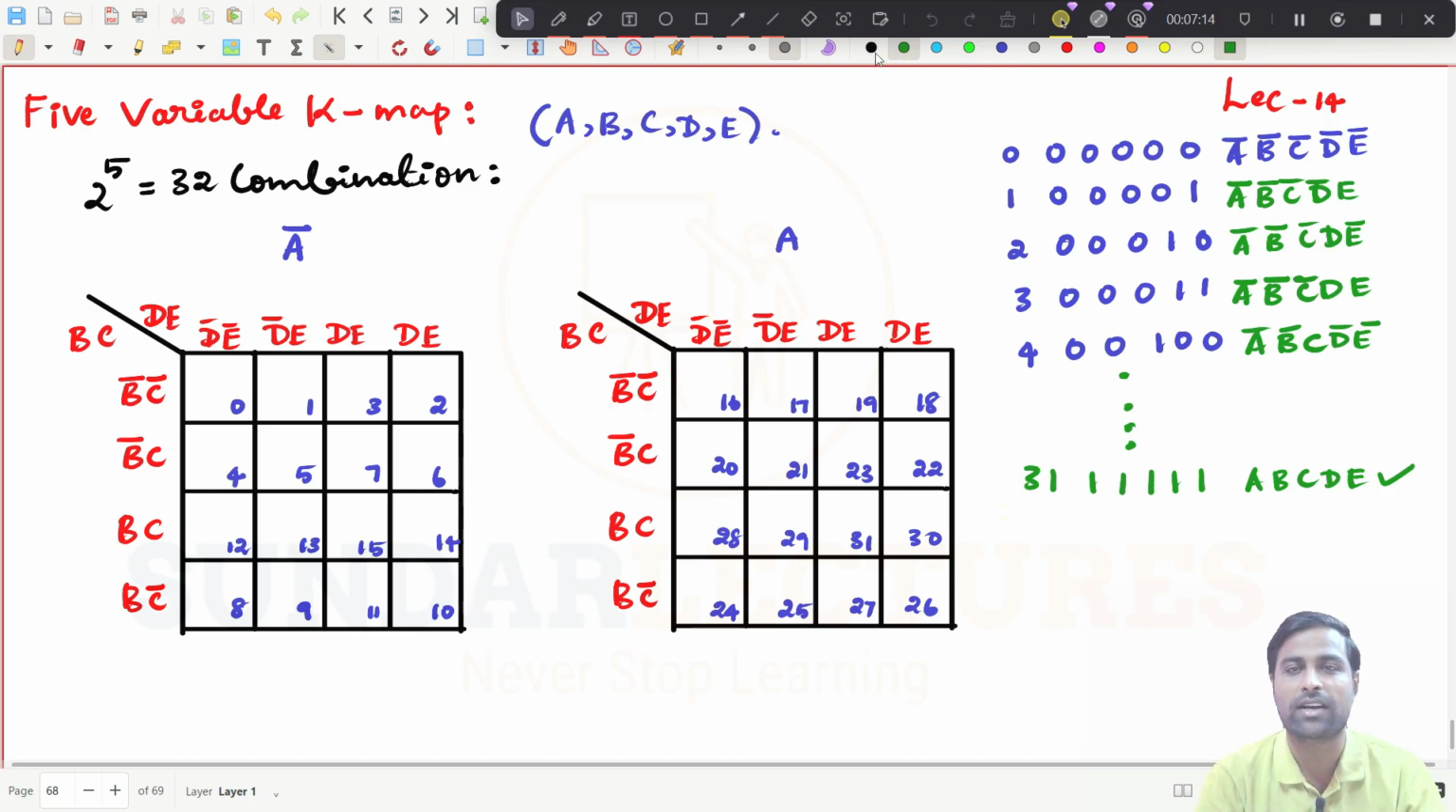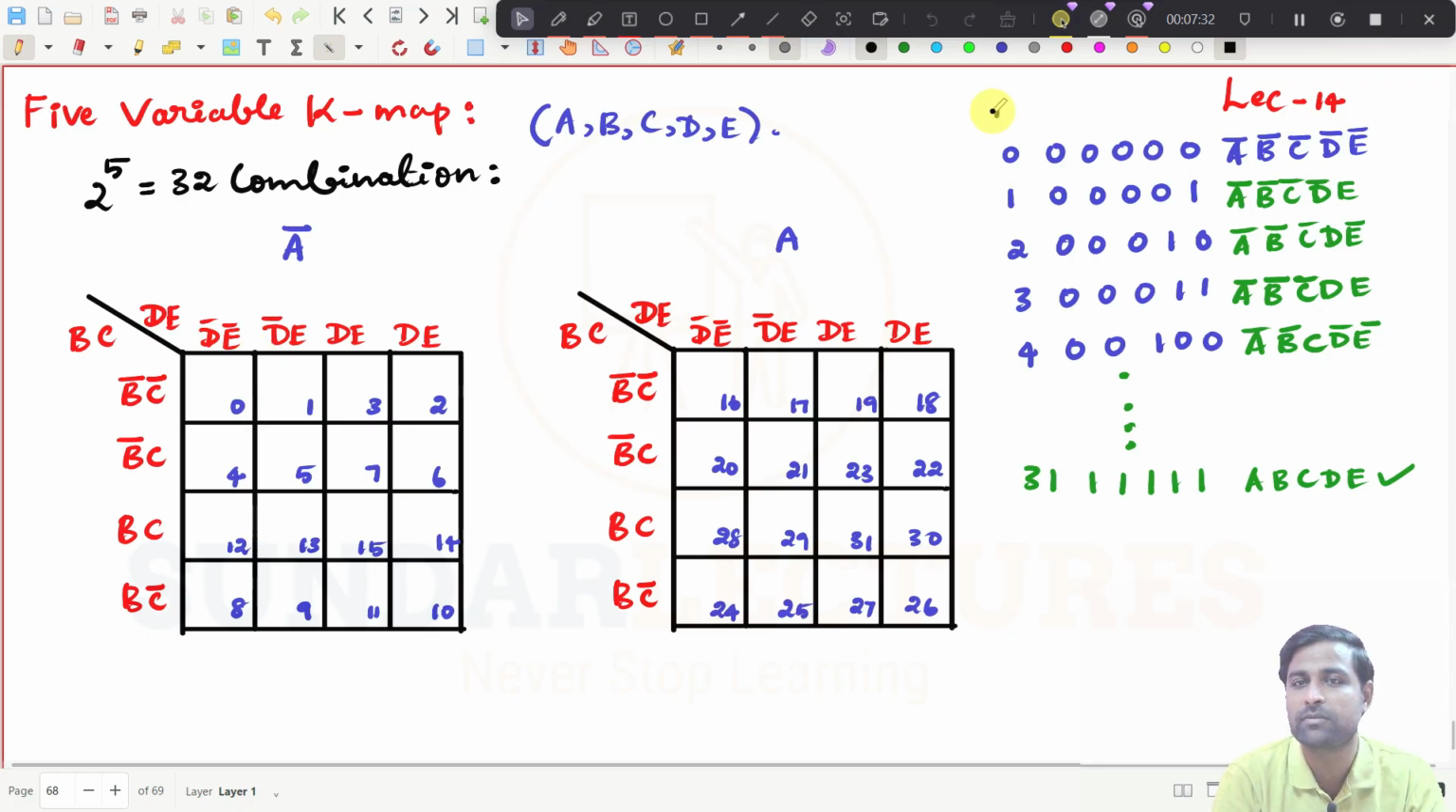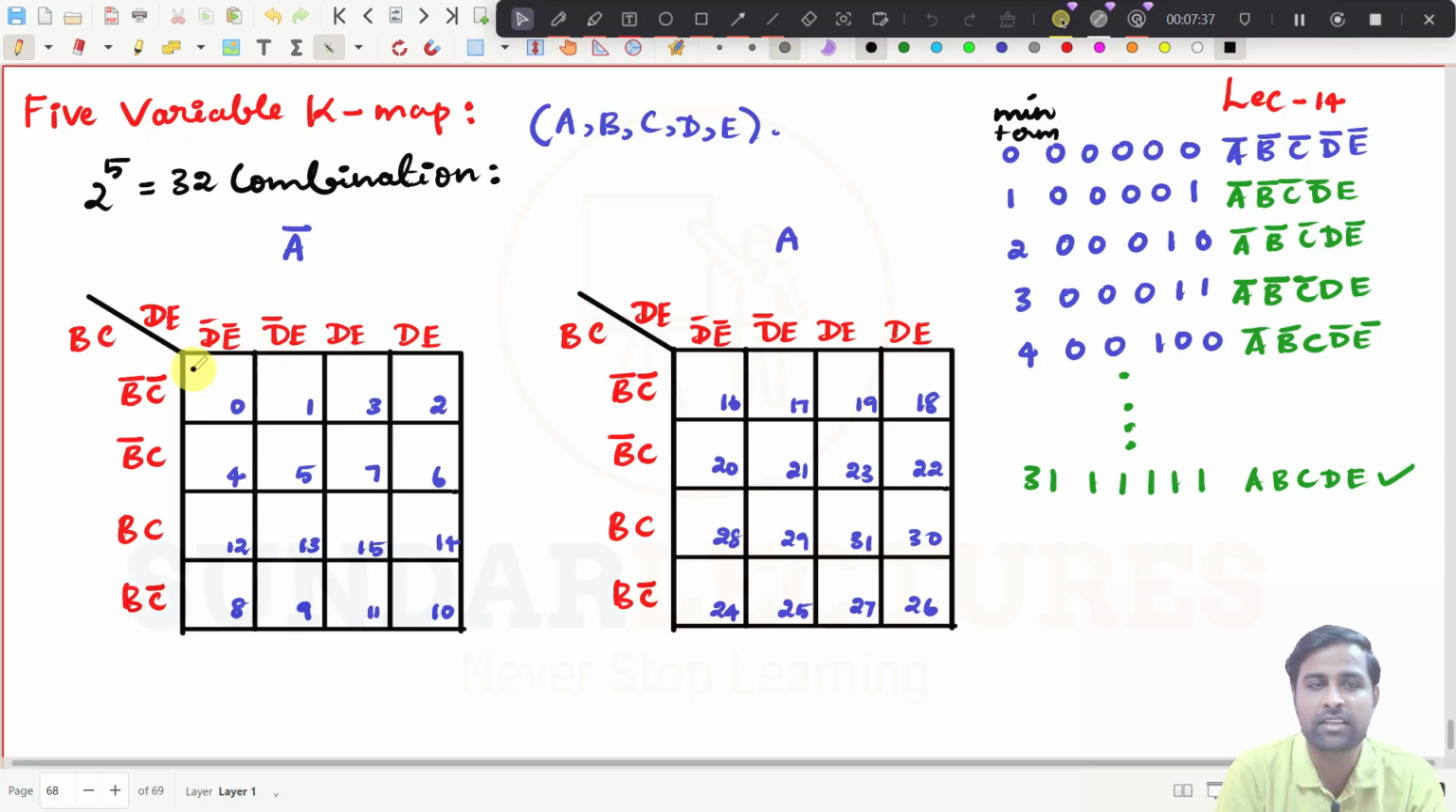So try to understand now. Let us consider what is happening over here. See this one. A bar, B bar, C bar, D bar, E bar is min term number 0. Try to understand, this is A bar, and I have to see B bar, C bar, D bar, E bar. This particular cell is min term number 0. And this 0 comes here, right?